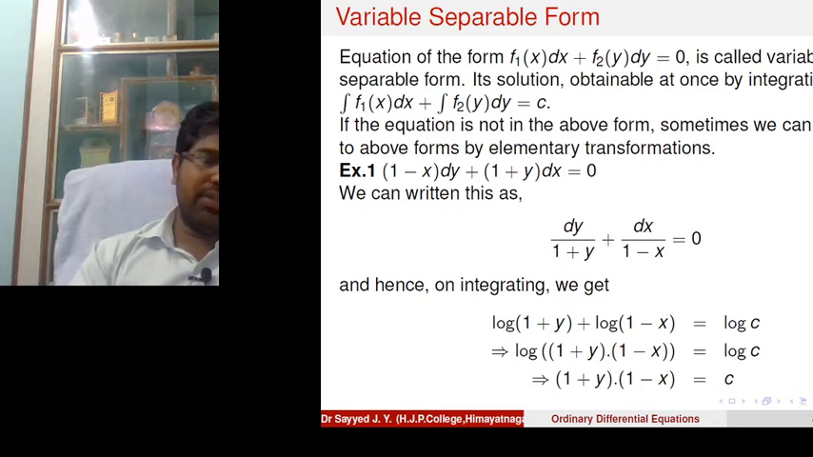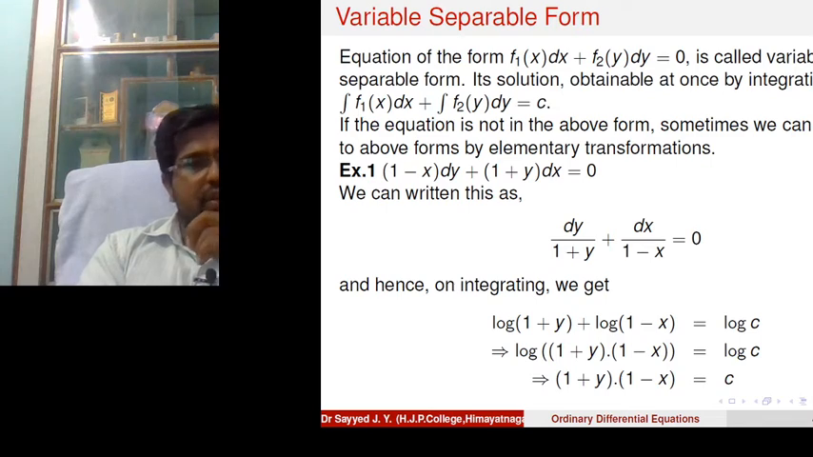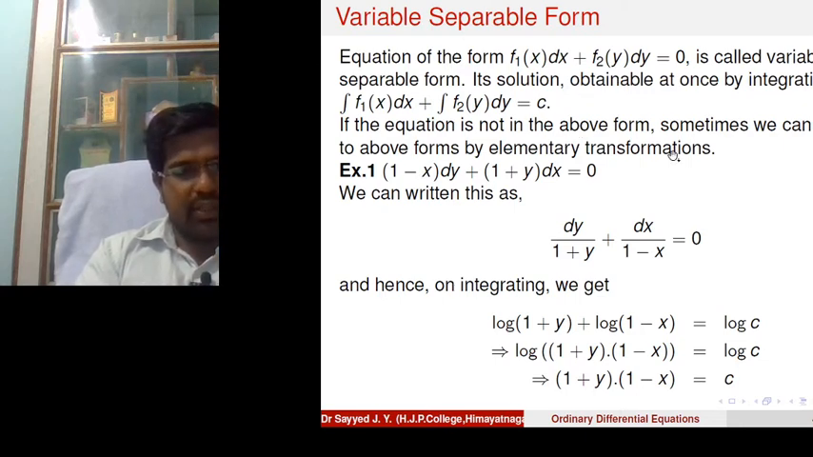Mainly our ordinary differential equation contains the independent variables x and y. So you have to make sure that the differential coefficient dx is with only the variable x, and the differential coefficient dy is only with the variable y. The equation of the form f1(x) dx + f2(y) dy = 0 is called the variable separable form. Its solution is obtainable at once by direct integration. If the equation is not in the above form, sometimes we can transform it into the above form by elementary transformation. We'll see the example.